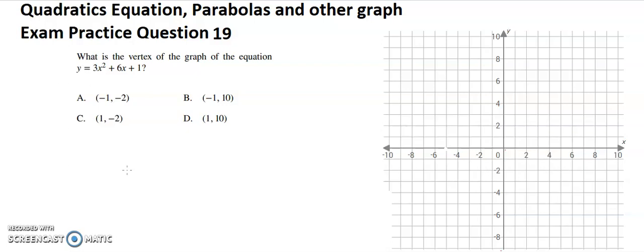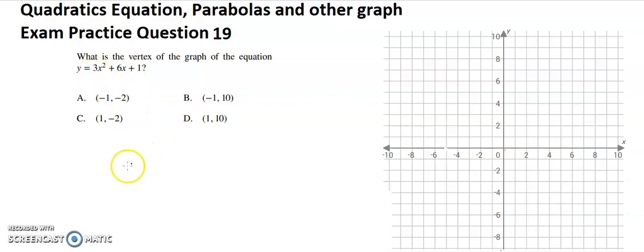So the first thing we need to think about is the turning point, because wherever the turning point is, that is where the line of symmetry goes through, and therefore is where the vertex is. So the first thing I need to think about here is my equation.